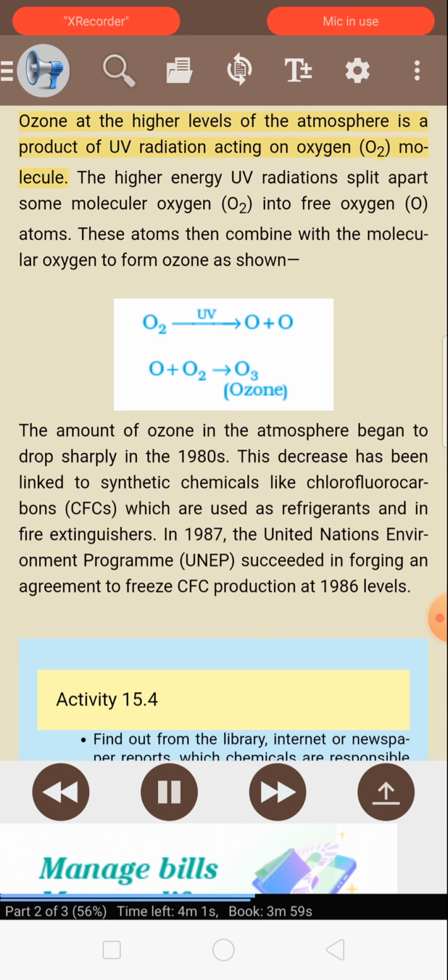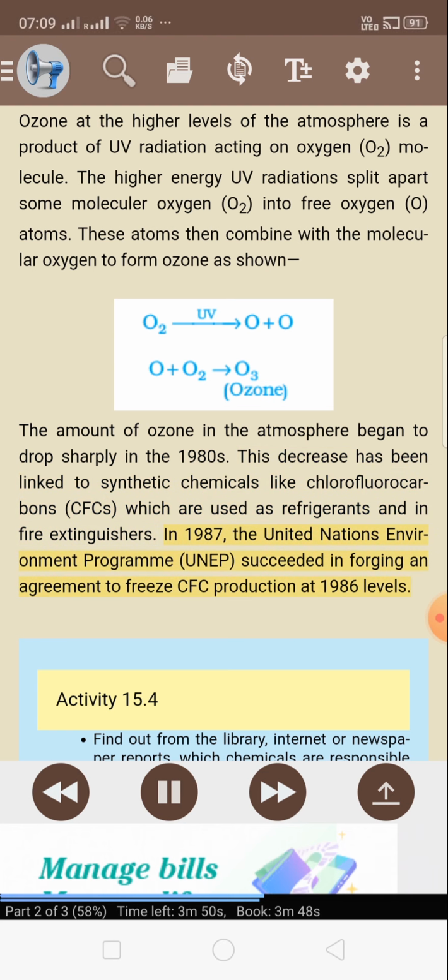The amount of ozone in the atmosphere began to drop sharply in the 1980s. This decrease has been linked to synthetic chemicals like chlorofluorocarbons, CFCs, which are used as refrigerants and in fire extinguishers. In 1987, the United Nations Environment Programme, UNEP, succeeded in forging an agreement to freeze CFC production at 1986 levels.